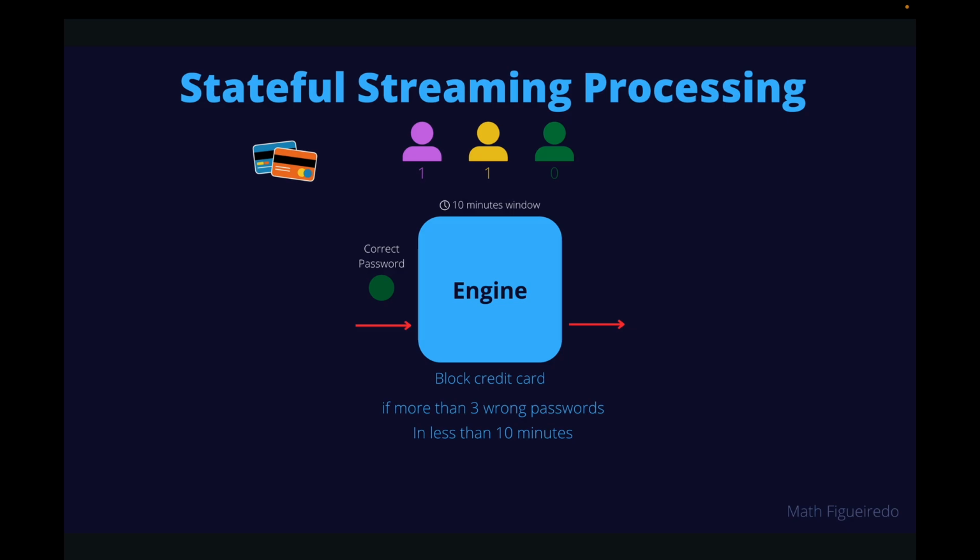Then the green user gets it correct. Nothing to do here. The yellow user gets it wrong, so now we update the yellow user's wrong password count from 1 to 2. The pink user got it right this time. So it looks like it was just a usual mistake at the first trial. It happens. And finally, the yellow user got it wrong again, 3 times in a row in the same 10-minute window. So now our engine has to trigger an output, a signal to block the yellow user.